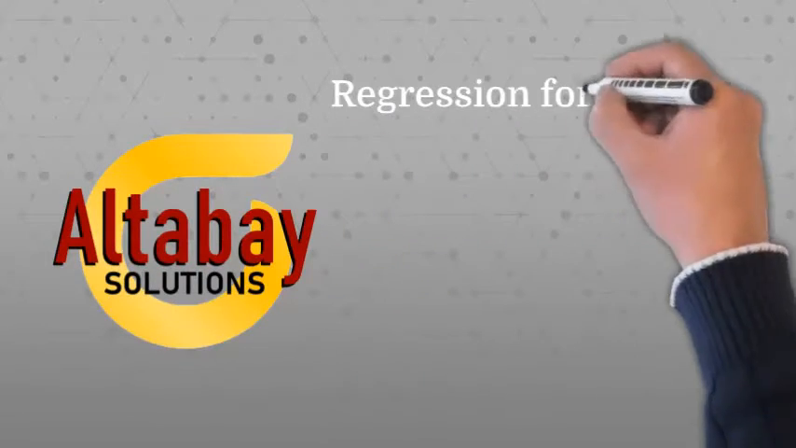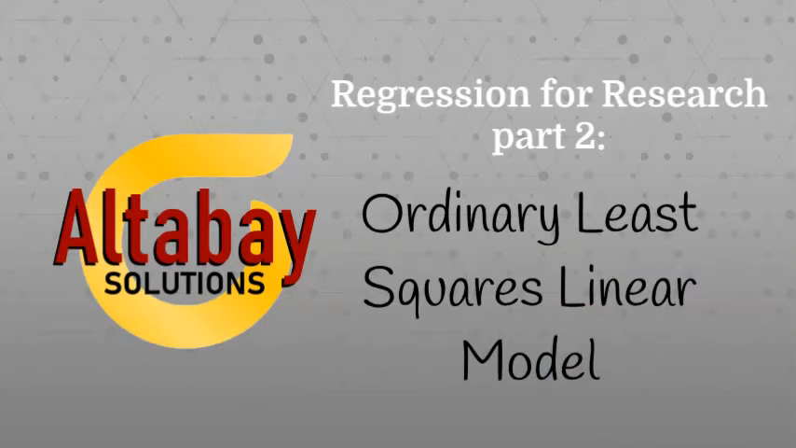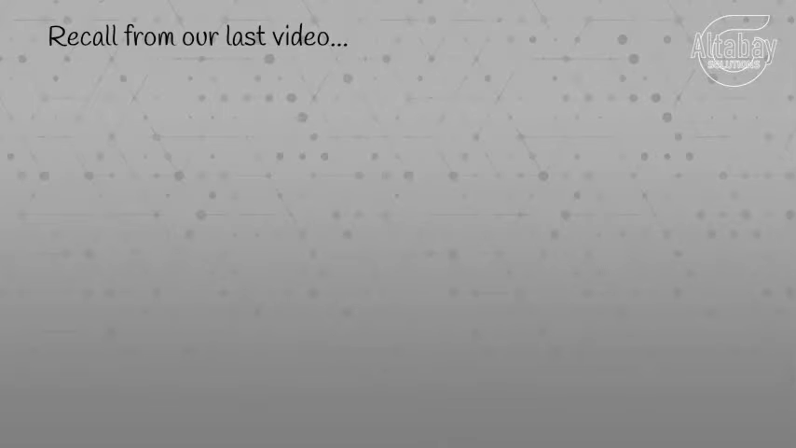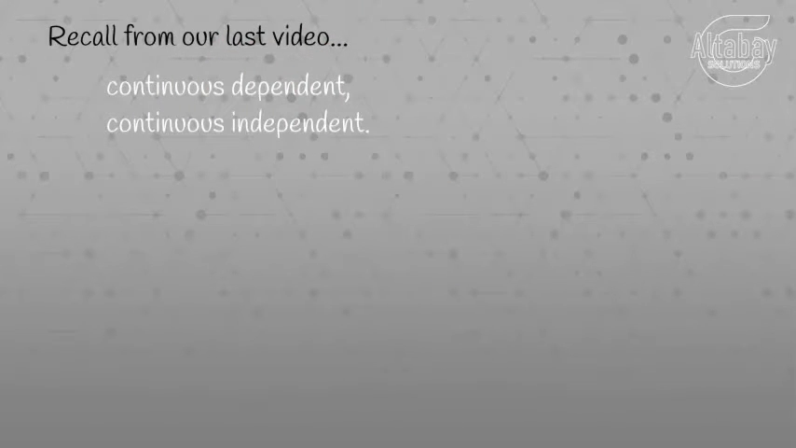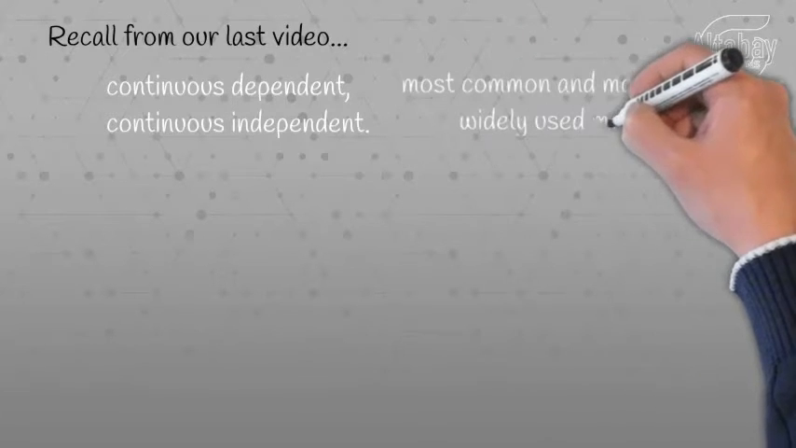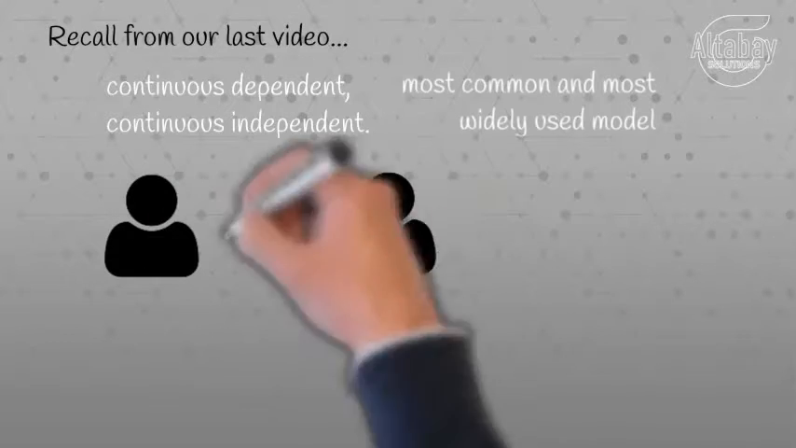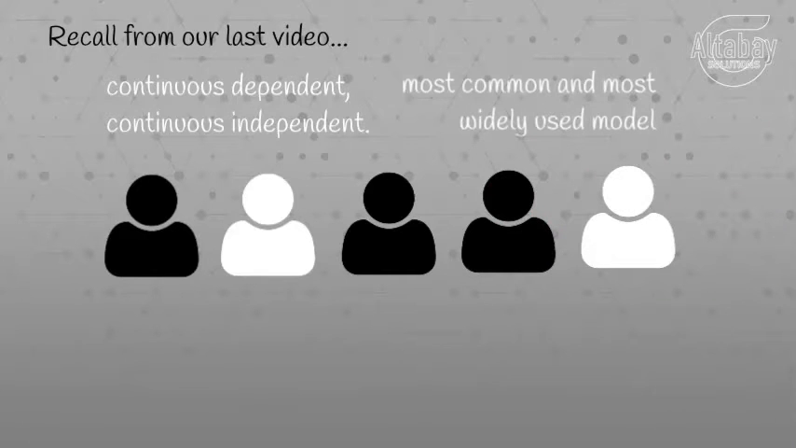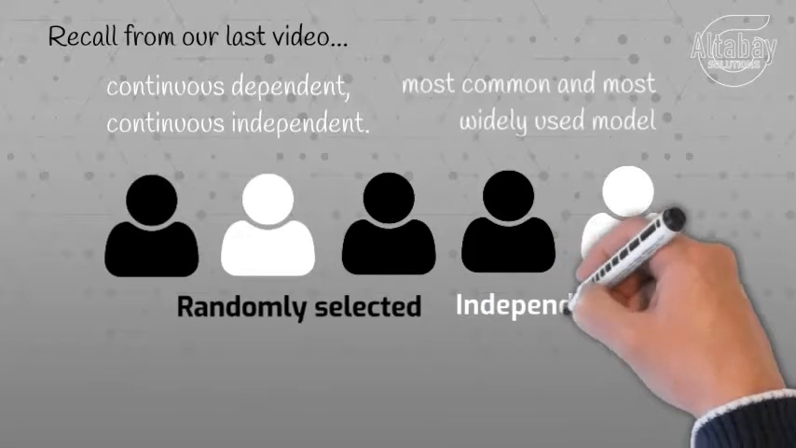Welcome to our Regression for Research Series Part 2, Ordinary Least Squares Model or OLS. If you can recall from our last video, we said that an OLS model uses a continuous dependent variable and a continuous independent variable. We also said that it is the most common and most widely used model out there. Before proceeding with the actual model, we must first assure that our subjects or observations are randomly selected and independent of each other. Again, randomly selected, independent.